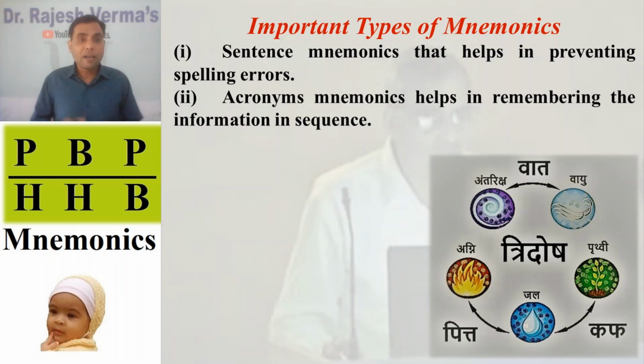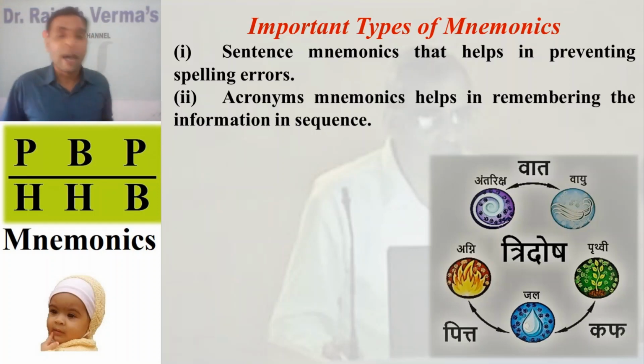Then comes the acronym mnemonics that helps in remembering the information in a sequence. I'll let you know different types. Suppose take an example of VIBGYOR. What's that? These are the seven colors of the rainbow, and you can remember them with the help of VIBGYOR in the same sequence and the same order without forgetting them, and that can be kept in your memory for a lifetime. So these are known as the acronym mnemonics.